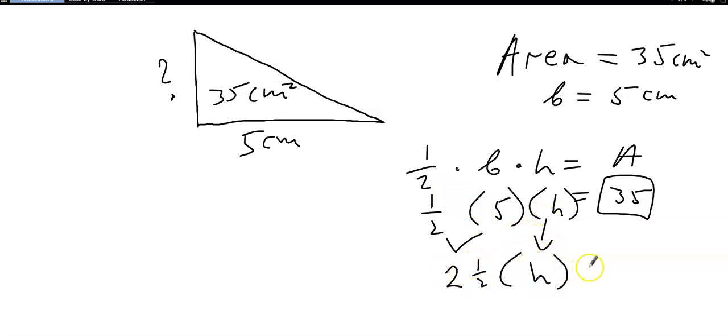2.5 multiplied by h gives you 35. 2.5 times what number gives us 35? We have to go backwards to try to solve this problem. So we're going to have to do 35, the opposite of multiplying. This is multiplying because there's no symbol here. The opposite of multiplying is dividing. So take 35 and divide it by 2.5.